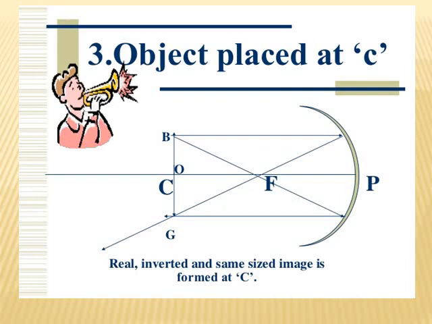Now see where these two rays are intersecting or meet. They will exactly meet at the point C below. So OB is the object, OG is the image. When you measure the height, OB will be equal to OC. So we can say it is the same size. And it is on the left side, so it is real. So a real, inverted and same size image is formed in this position.